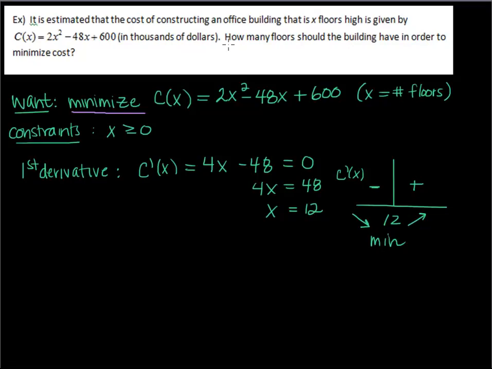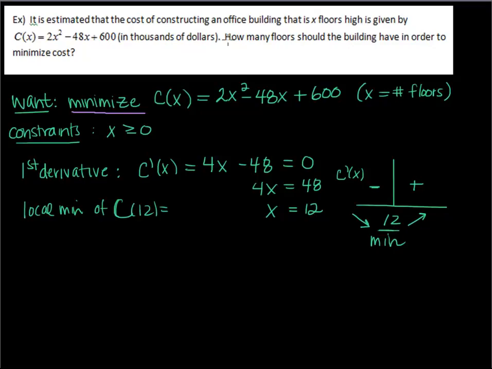So let's go back and see what this says. How many floors should the building have in order to minimize costs? So one thing I want you to think about here. In 2.3, we would say we have a local min. If I were to ask you to write this, you would take C of 12 and get some number, and plug that in, and you would find the cost. So please understand that the cost is the actual minimum value. Where does it occur? When x is 12.